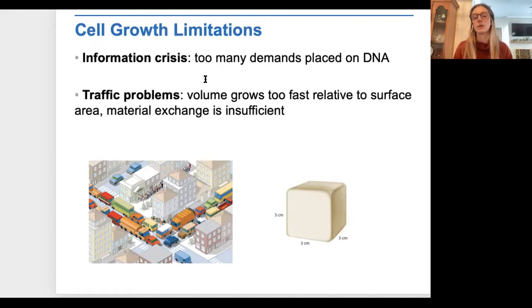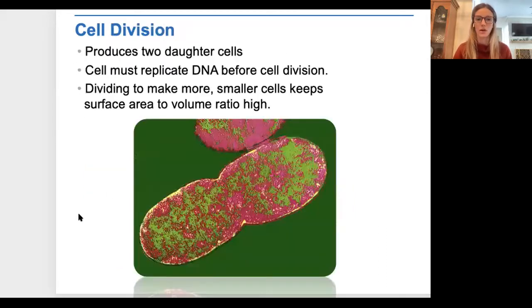This is where the volume of the cell is growing too fast, so basically materials can't be exchanged sufficiently. This is where the cell membrane isn't, the proton pumps are not pumping enough protons up through the cell membrane and into the cell or out of the cell, releasing toxins. So these are two limitations that can be on cell growth.